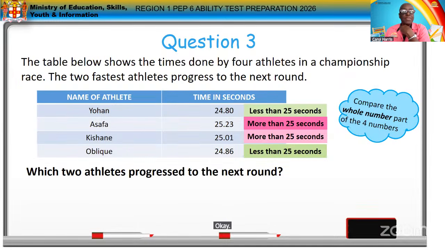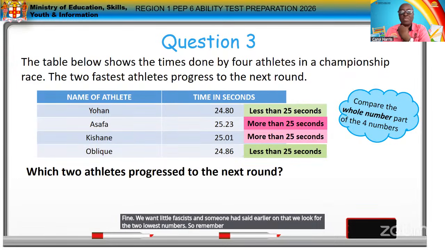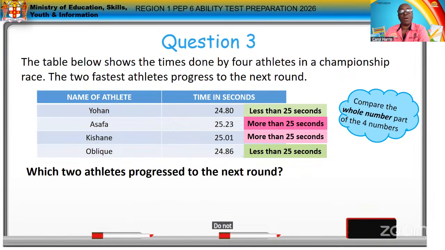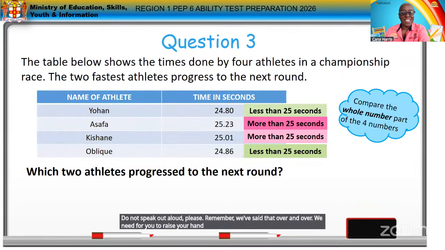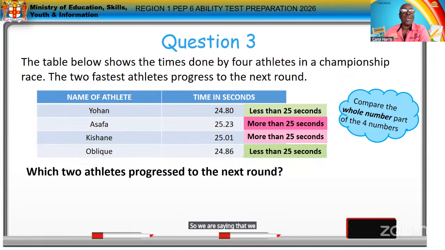We want the 2 fastest. Someone had said earlier that we look for the 2 lowest numbers. So remember that with times. Do not speak out aloud, please. Remember, we've said that over and over. We need you to raise your hand or type in the chat. Many of you have typed in the chat already, and I'm thankful for that. So we are saying that we want the two lowest numbers.